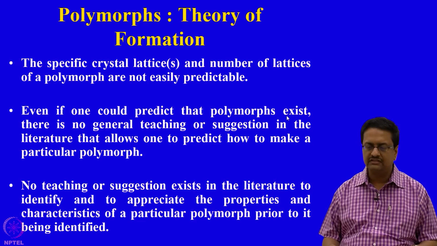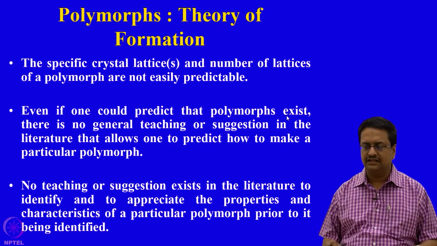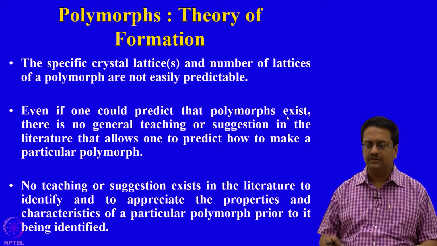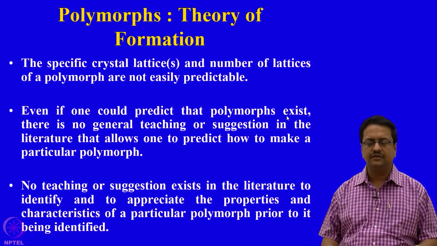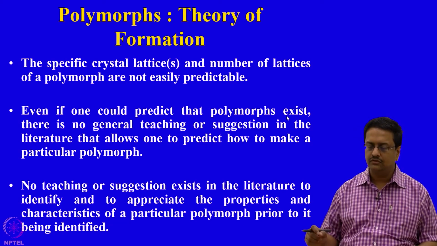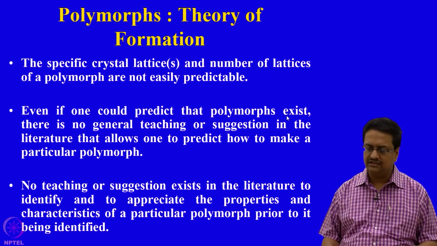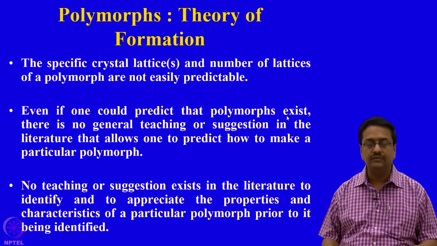So, there are a few theories that we need to understand behind the formation of polymorphs. The specific crystal lattices and number of lattices of a polymorph are not easily predictable. Even if one could predict that polymorphs exist, there is no general teaching or suggestion in the literature that shows how one can predict how to make a particular polymorph. And no teaching or suggestion exists in the literature to identify and appreciate the properties and characteristics of a particular polymorph prior to it being identified.